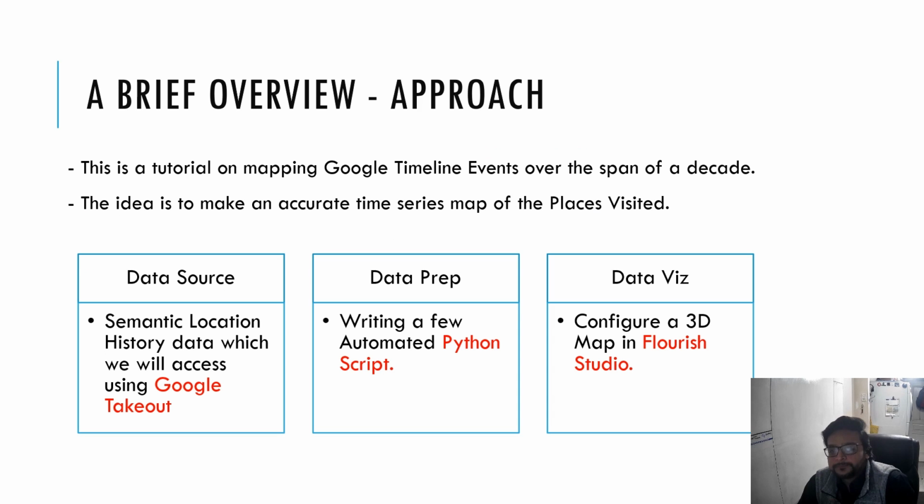So, a brief overview. The data source here is Google Takeout. I'll do the data prep using some Python scripts, and I'll do the data viz as a 3D map in Flourish Studios. This would be an accurate version.